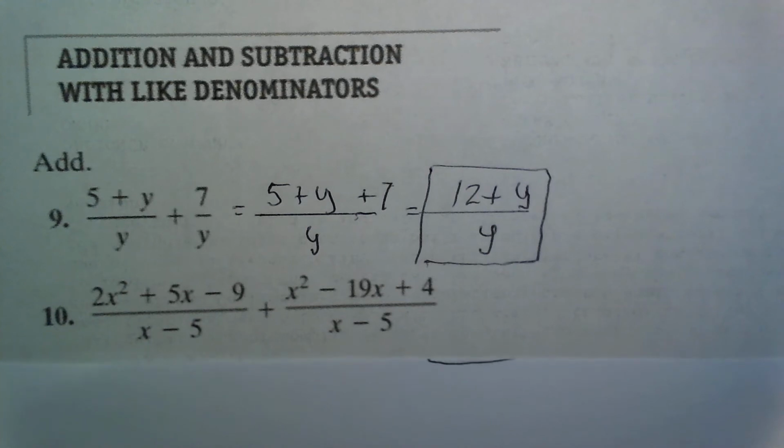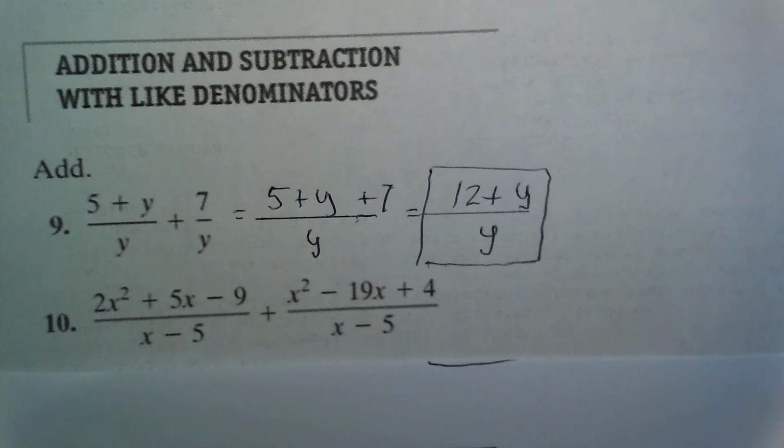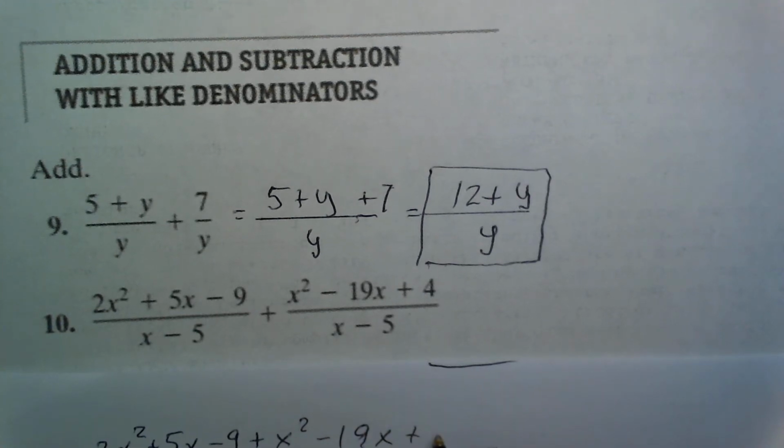Okay, and for the next rational expression, it's quite the same, because the denominator is the same. So we can simply add the numerators. Adding the numerators is like adding two polynomials, because each numerator is a polynomial. So for number 10, it would be 2x squared plus 5x minus 9 plus the other polynomial, x squared minus 19x plus 4, all divided by x minus 5, because the denominators are the same. We can put it all in one fraction line.